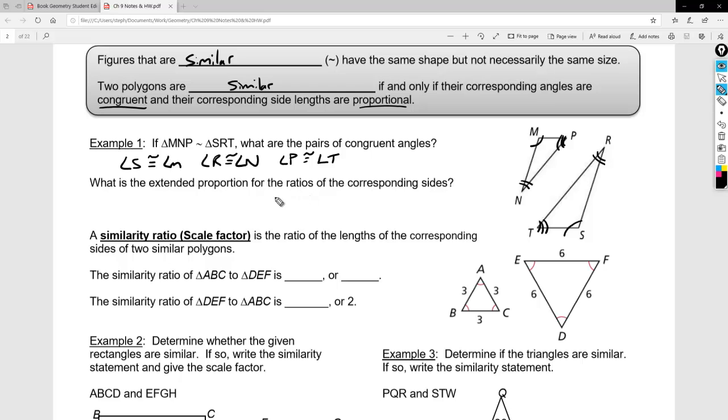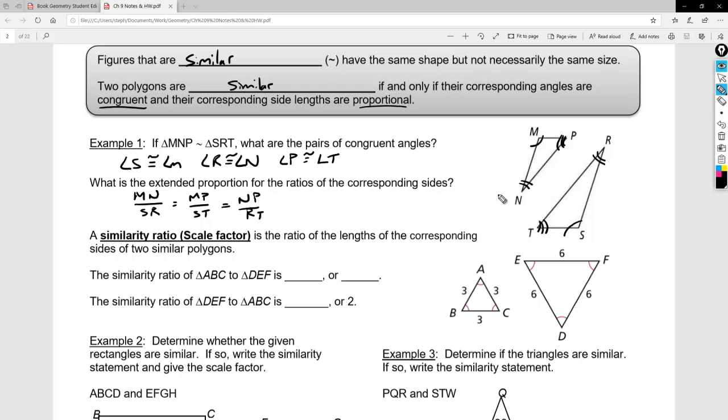They want to know the extended proportion for the ratios of the sides. So I'm just relating the sides here. I know that MN is to SR as MP is to ST as NP is to RT. So again, you're just looking at the sides and using the same angles as a point of reference.